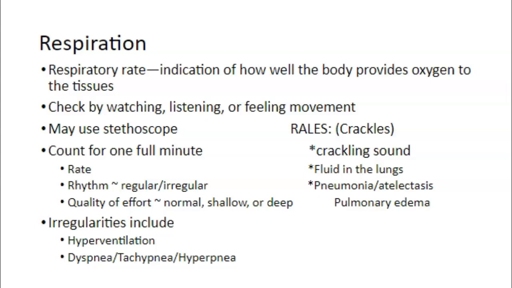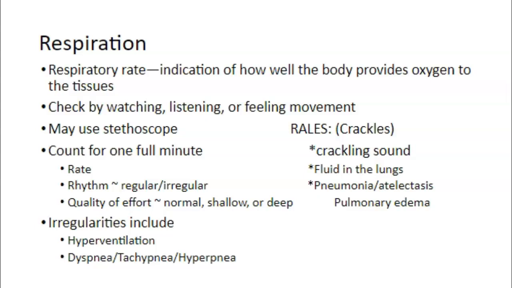Tachypnea is where you have rapid breathing, and then hyperpnea is where you're getting deep, irregular breathing, abnormally rapid, deep, or labored breathing. So there are a number of different irregularities that can be noted when you're taking a respiration rate.